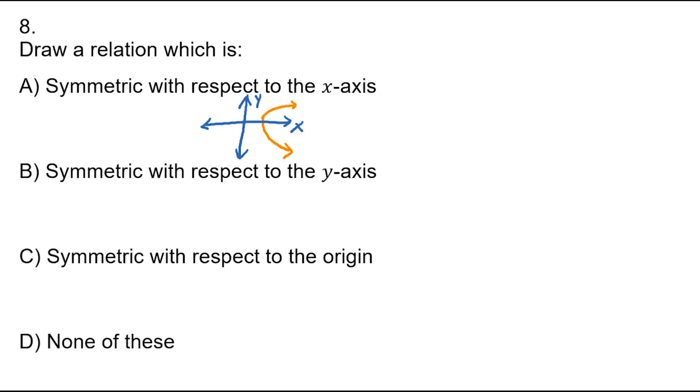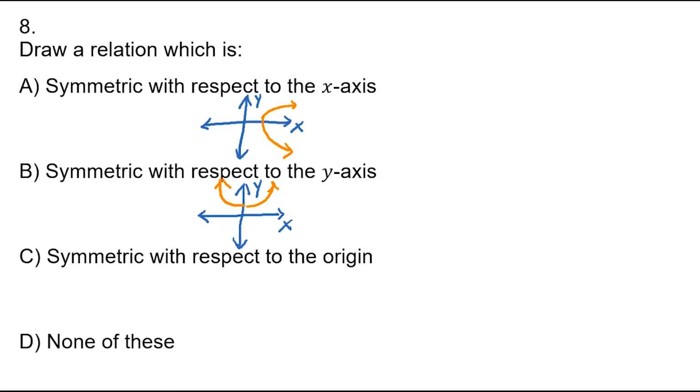Now let's look at symmetry with respect to the y-axis. All right. So we have our x-axis and our y-axis. So this time, all of the values on the right side of the y-axis will be mirror images of everything on the left side. So this time the x values will be opposites of each other. Okay?